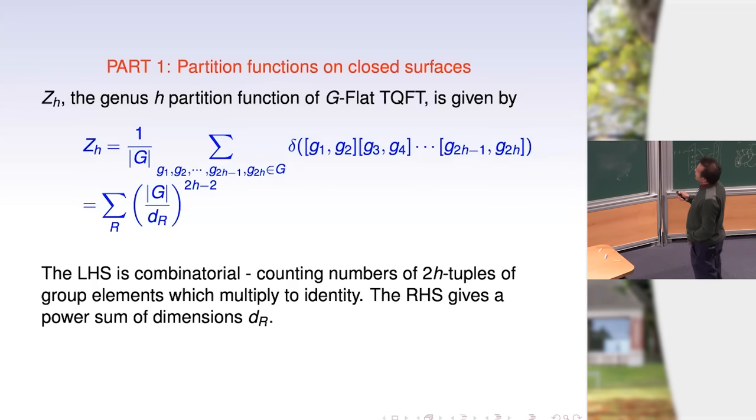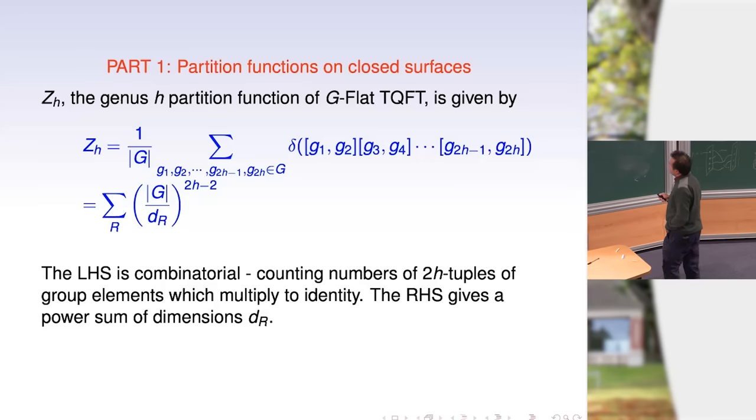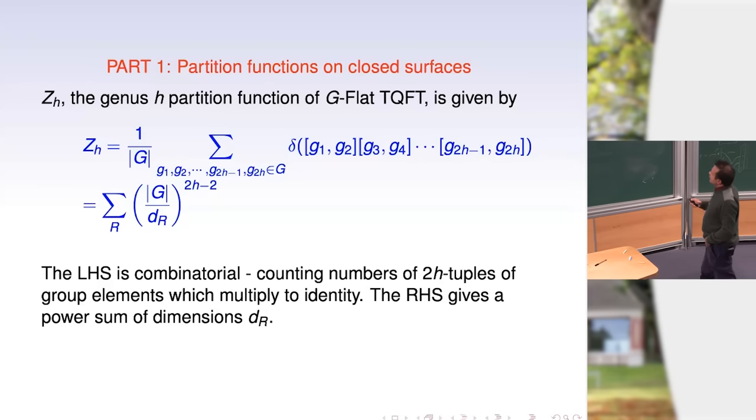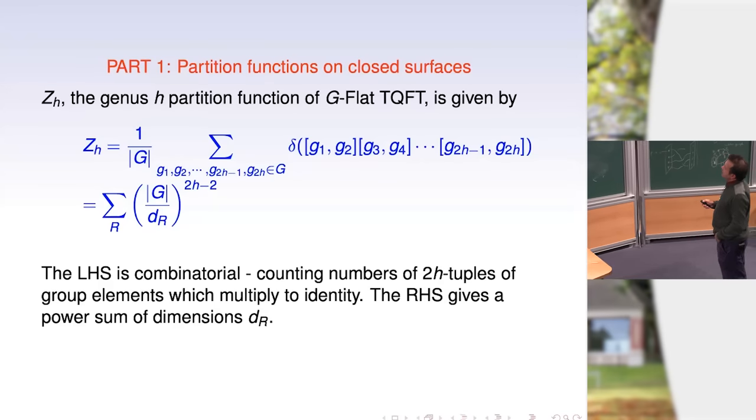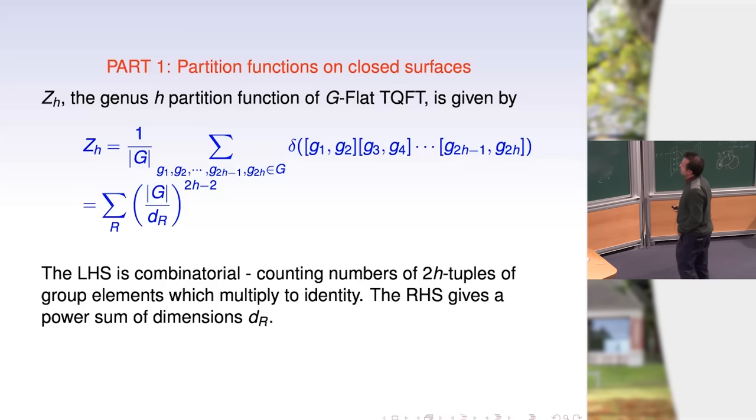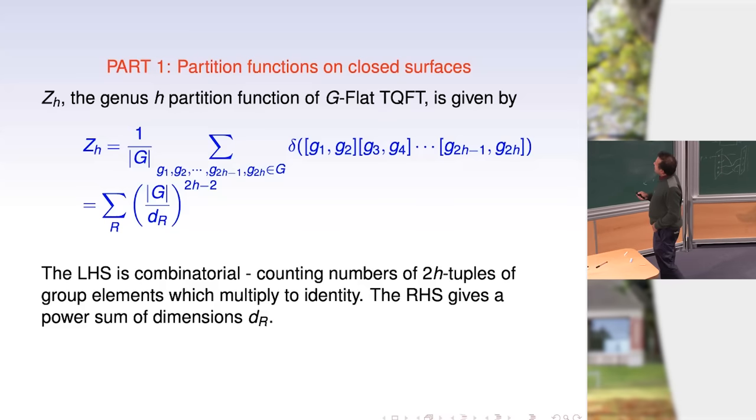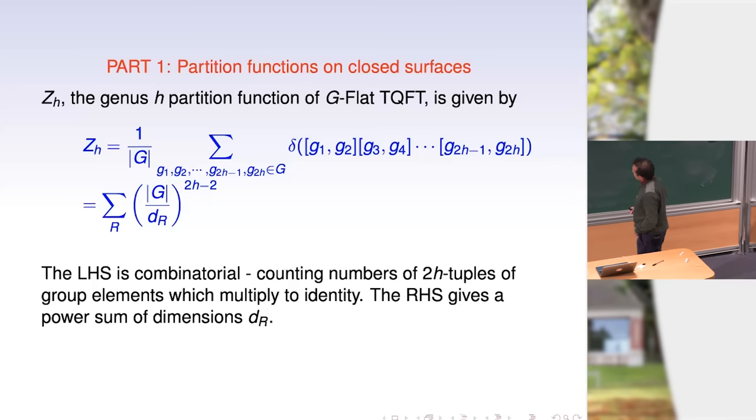This is also equal to the sum over irreducible representations of the order of the group divided by the dimension of the irreducible representation R raised to the power 2H minus 2, where H is, again, the genus, the number of handles in the surface. So the left-hand side is combinatorial. The right-hand side gives a power sum of dimensions, dR.